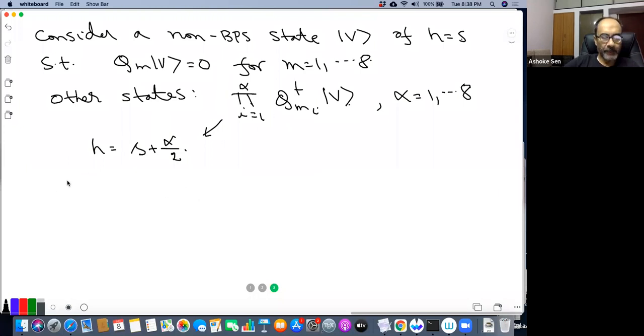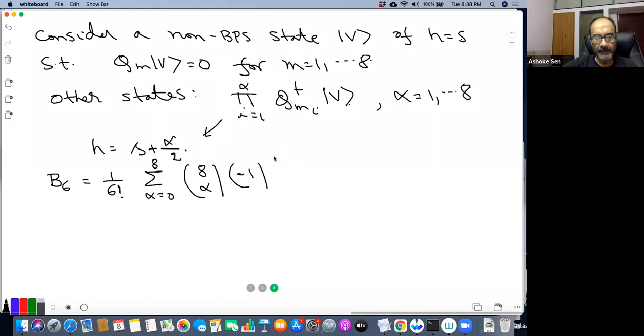Using this, we can now calculate B6, which is 1 over 6 factorial. We have to sum over all alpha, so alpha runs from 0 to 8. For a given alpha, there are 8 choose alpha ways that you can choose these Q_M dagger. So you have 8 choose alpha, then (-1) to the power twice h, so 2s plus alpha, and then twice h to the 6, so (2s plus alpha) to the power 6. This is what the B6 contribution is for the states that are built from V.